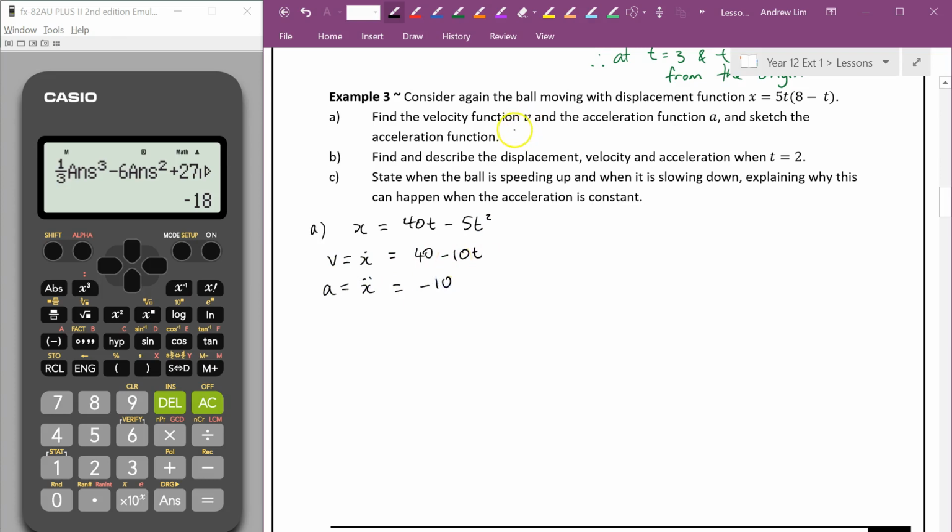Okay, so we found the velocity function, we found the acceleration function, we need to sketch the acceleration function now. Because it's minus 10, this is my t, this is my acceleration, minus 10 is down here, so it's just a constant, just a horizontal line.